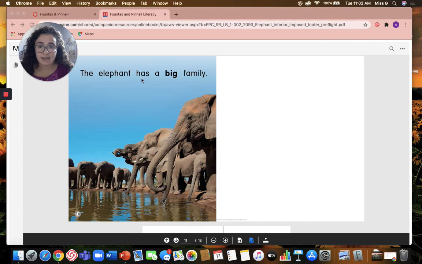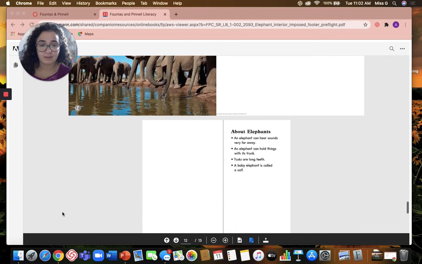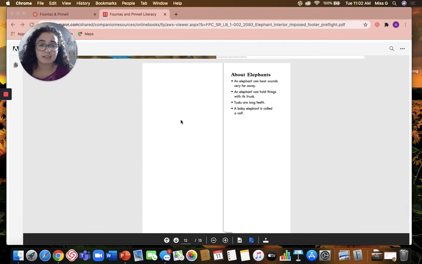The elephant has a big family. Wow, the elephant does have a big family, much bigger than my family. And here are some fun facts about elephants. An elephant can hear sounds very far away. An elephant can hold things with its trunk. Oh, so a trunk must be like an elephant's arm.